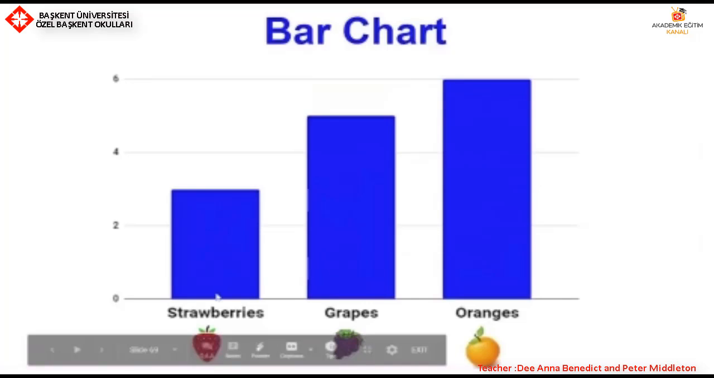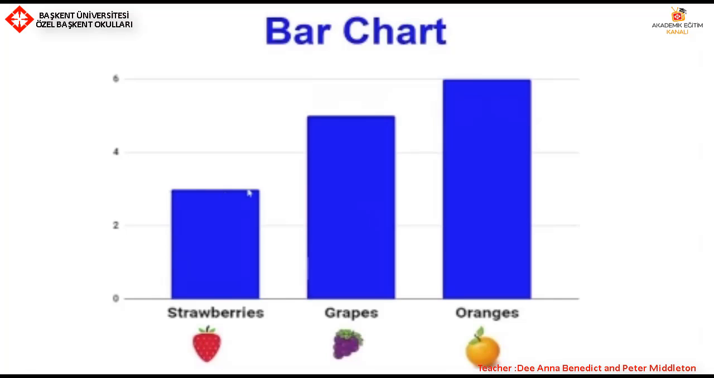How many strawberries? Look here, you see we have 2, 3, 3. There are 3 strawberries. We have a line with 2, a line with 4, and 3 is in the middle of 2 and 4.